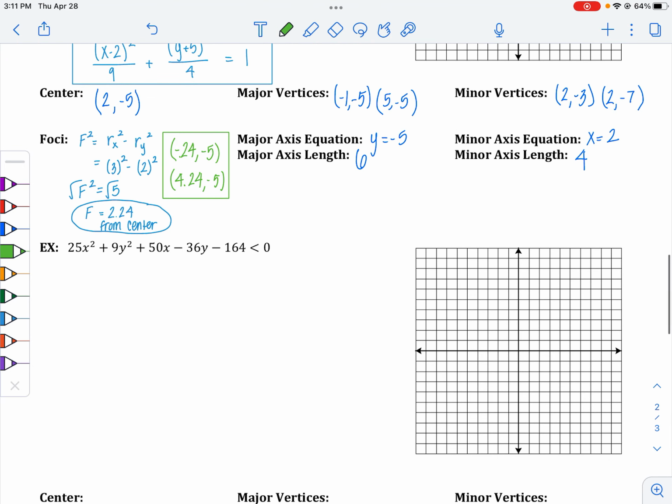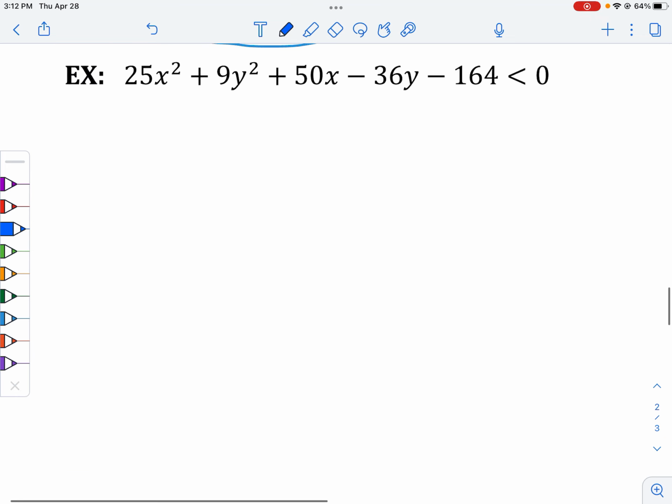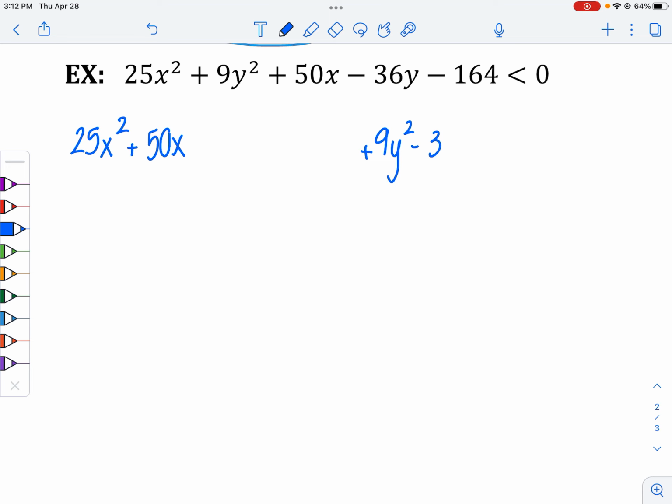And now we'll do another one. So here, this is the general form of a conic. So we first have to complete the square in order for it to look like an ellipse equation. So a little review here. Put your x terms together. Put your y terms together and leave some space. Notice it's an inequality this time. And move over your constant term.